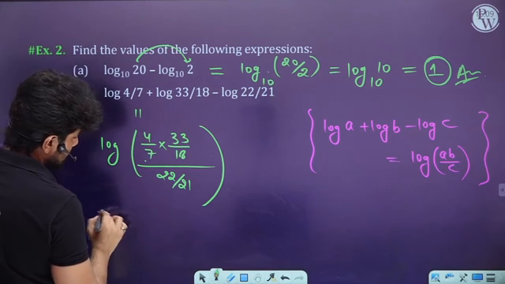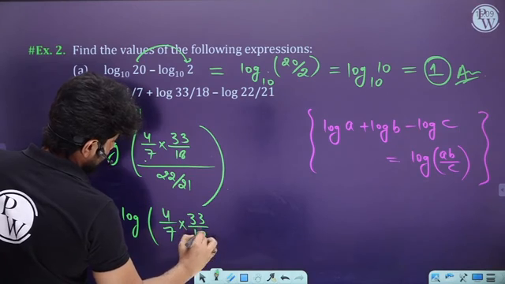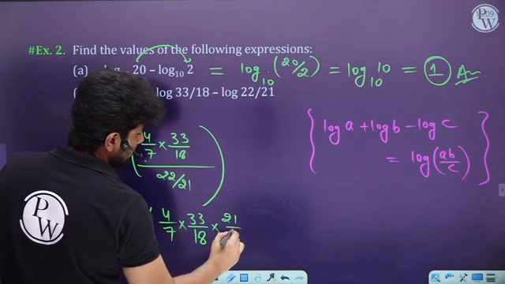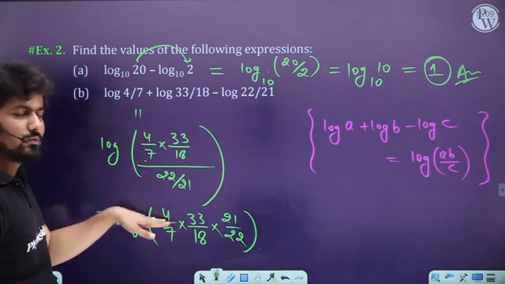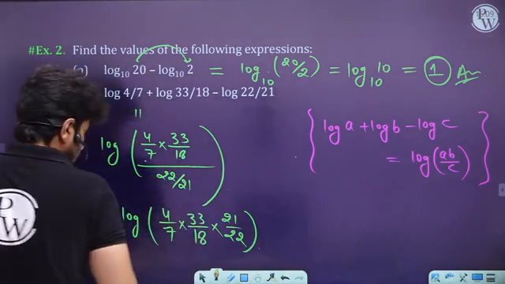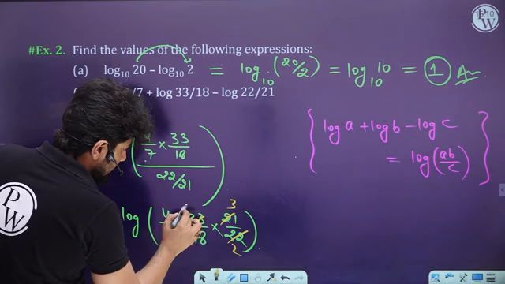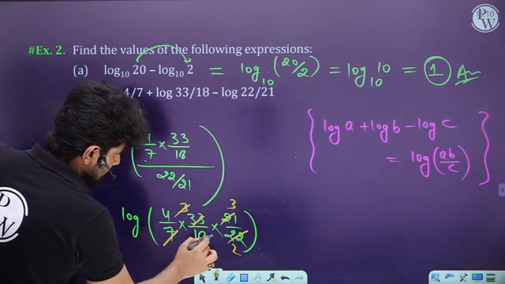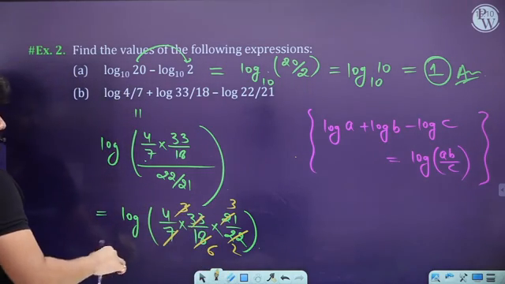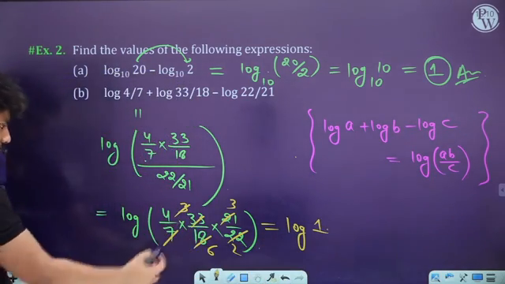So we can further write this as log of 4 by 7 multiplied by 33 by 18 multiplied by 21 by 22, because 1 upon 22 by 21 is basically 21 by 22. Now let's solve this. 7 3s are 21, 11 2s are 22, 11 3s are 33, 3 6s are 18. So we have 6 into 2, 12 in the denominator, and in the numerator also 4 into 3, 12. So 12 and 12 get cancelled out. Everything is getting cancelled out.